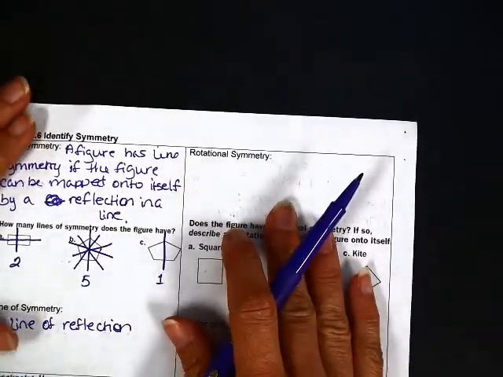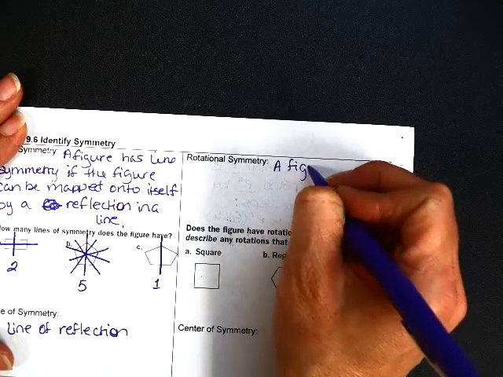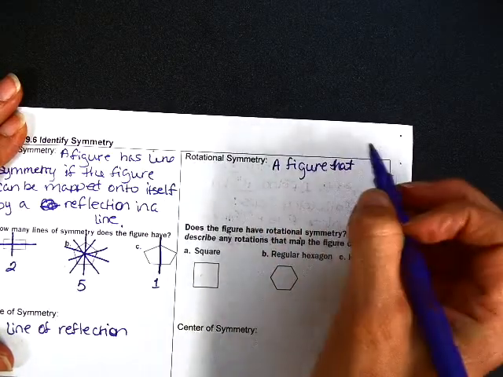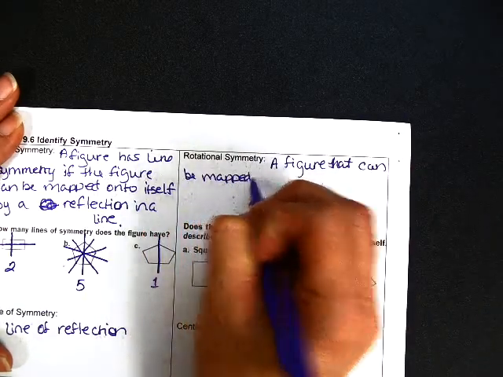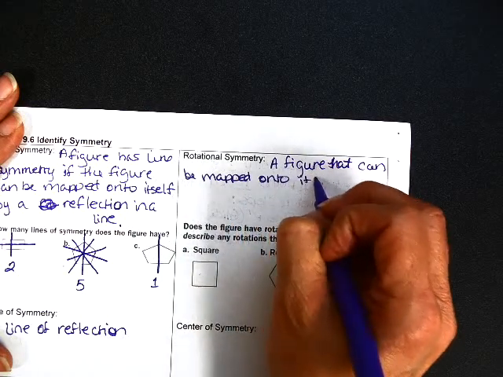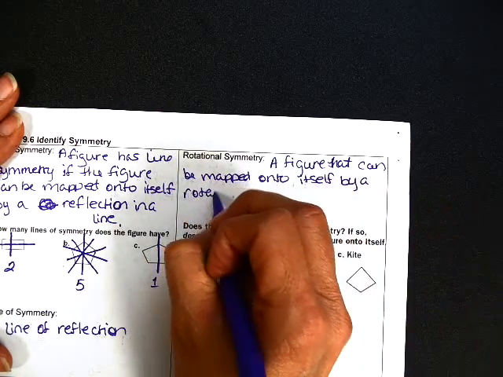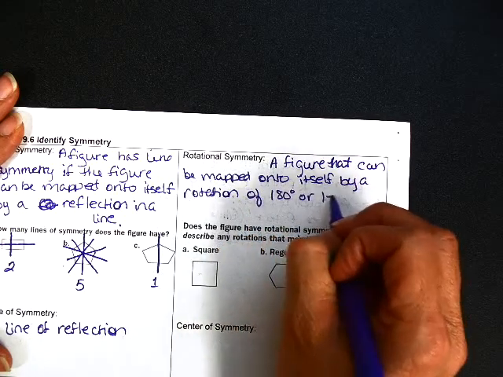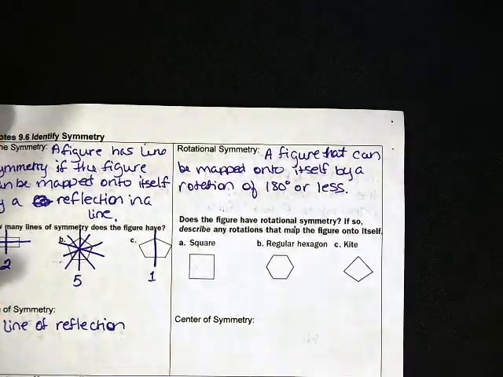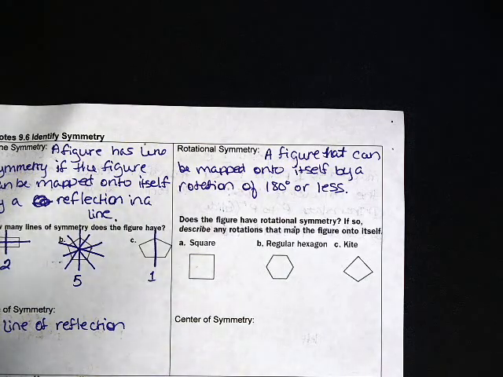Now, rotational symmetry. This has to do with a figure that can be mapped onto itself by a rotation of 180 degrees or less. So we're going to take a figure and we're going to turn it, rotate it, and we have to turn it somewhere between 0 and 180 degrees.